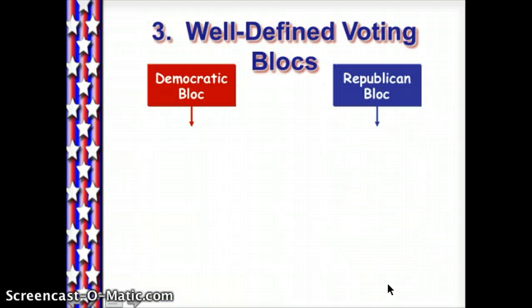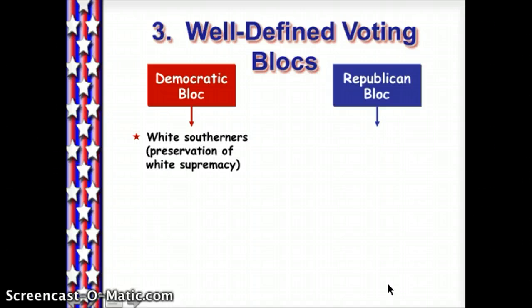So let's take a look at who makes up the Democratic bloc. Well, one thing we know is that there are definitely white Southerners. And that remains true all the way through up until the Civil Rights era, and even including the Civil Rights era, with Southern segregationist Democrats known as Dixiecrats. We know that Catholics, by and large, make up the Democratic Party.